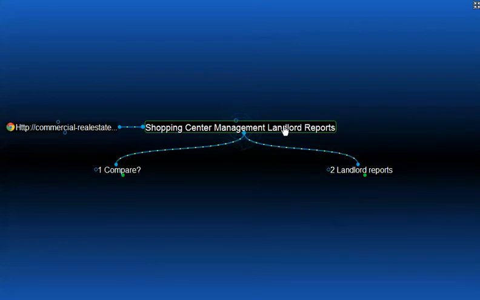In that way, your landlord knows what's going on, and of course the centre manager understands at any given point in time where the opportunities are and how things are tracking from a property performance perspective. So, that's the end of this particular topic.